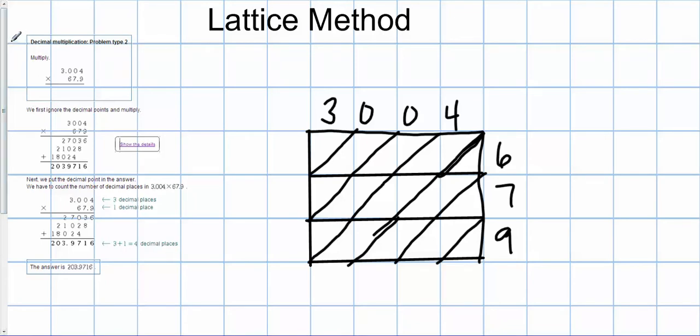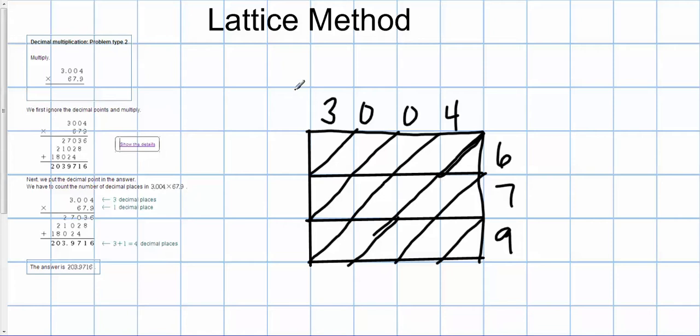Alrighty, hi gang. Today we're taking a look at the Alex Pi skill of decimal multiplication, problem type 2. Specifically, this is for those of us that use the lattice method to multiply.